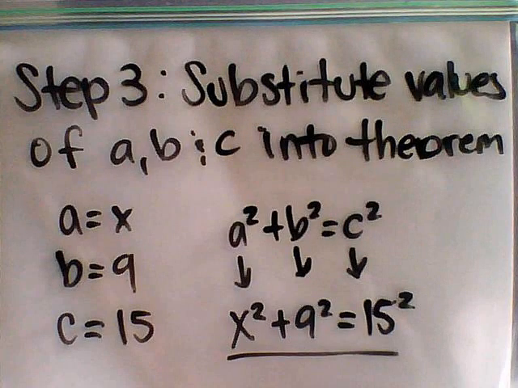Step 3 is to substitute in the values of A, B, and C into the theorem. So if A is equal to x, B is equal to 9, and C is equal to 15, then we can use our theorem A squared plus B squared equals C squared and say that x squared plus 9 squared equals 15 squared.